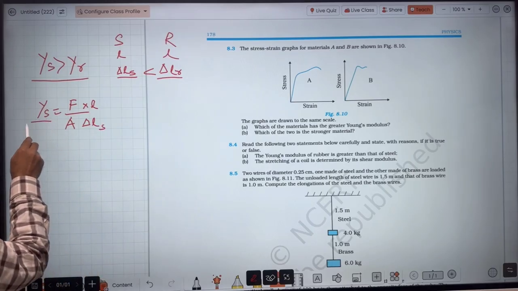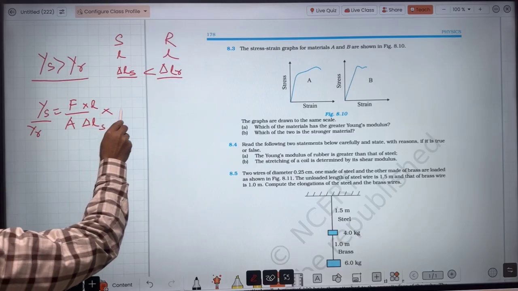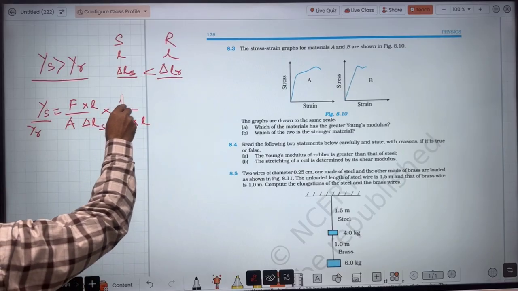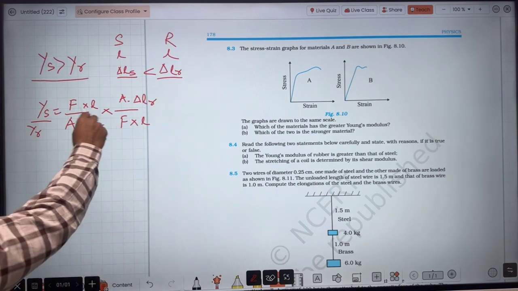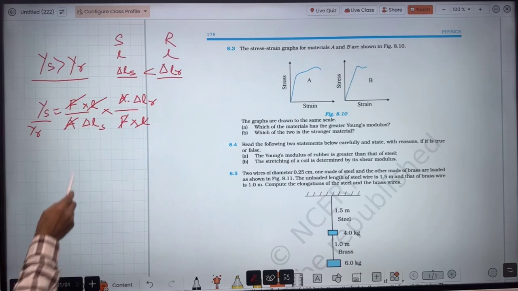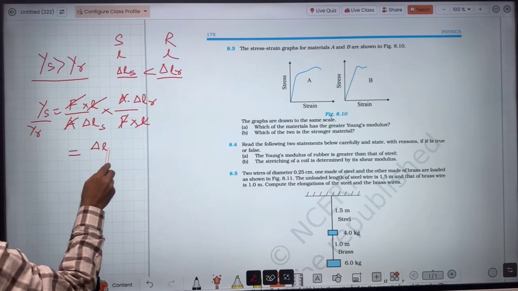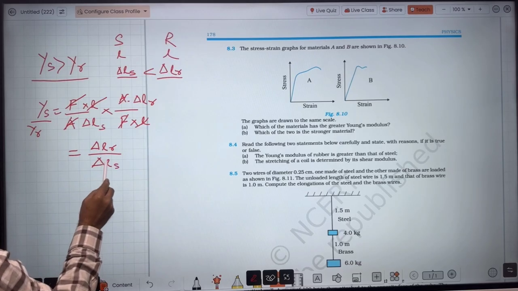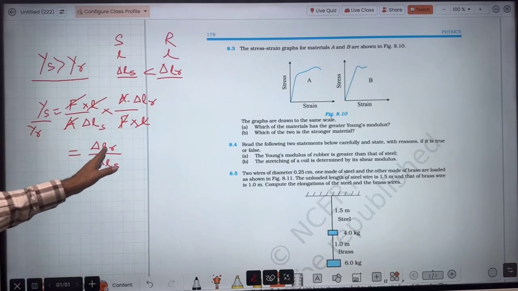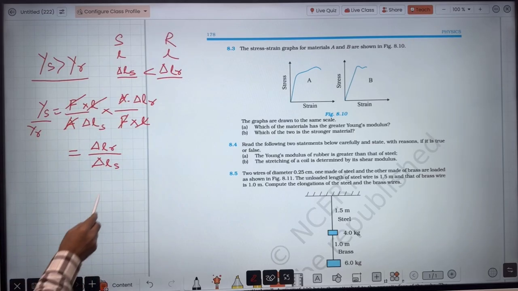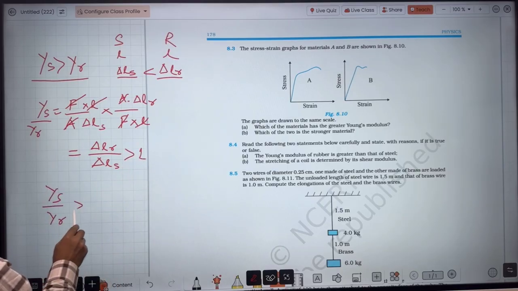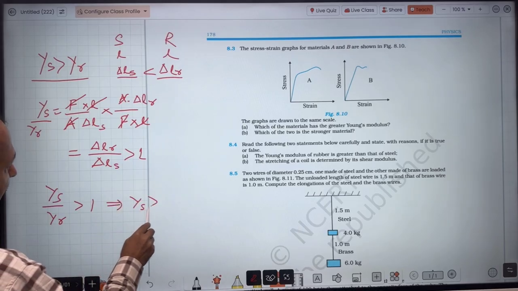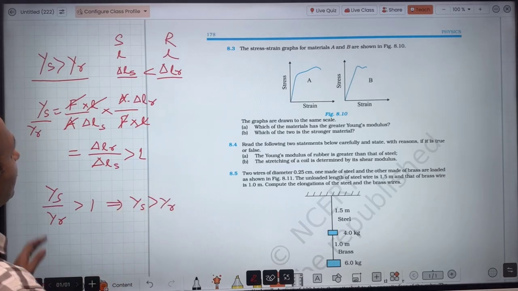Now Y steel divided by Y rubber. So here put the values. F into L will remain the same, A will remain the same, only delta L rubber will be different. So other things will cancel out, F, L, A, E. You will be left with delta L rubber divided by delta L steel. And as you know, here the numerator is larger, so you can say it is greater than 1. So you have got Ys upon Yr is greater than 1, which gives Ys is greater than Yr. So this was to be proved. This is one of the good questions.